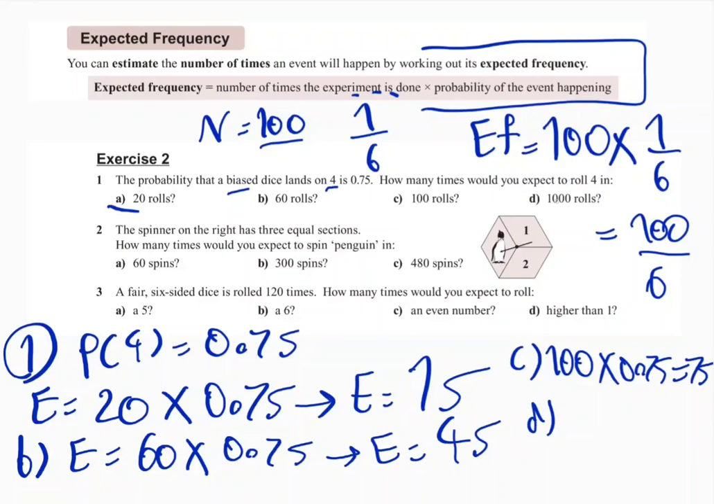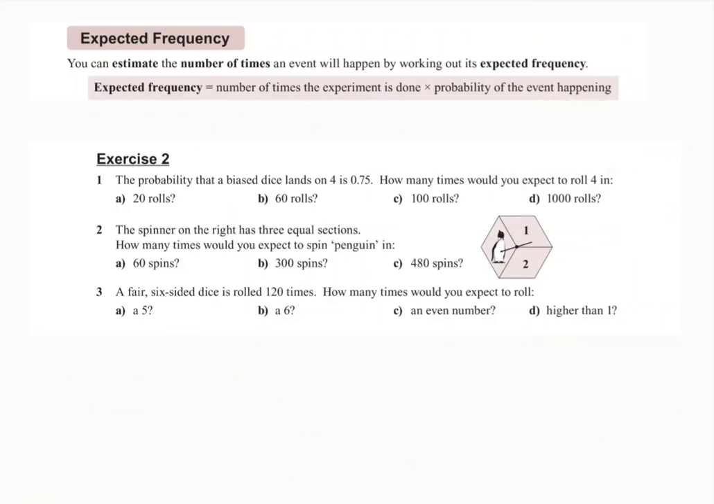And finally, how about doing that 1,000 times? It's going to be 1,000 times 0.75, which obviously gives me 750 times. Okay, so that's it for question A. Now let's do the next one.